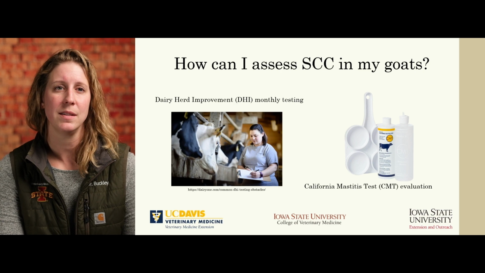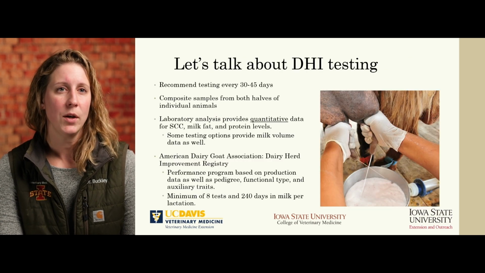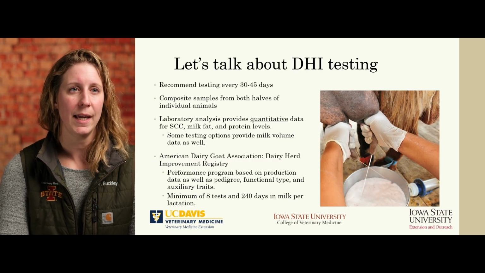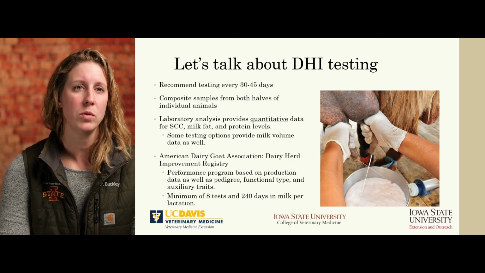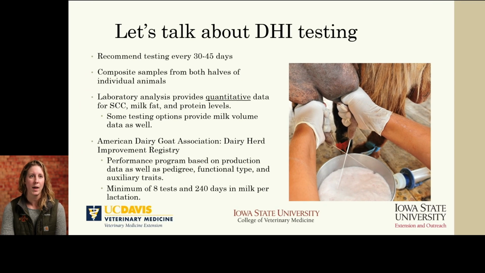Let's first discuss DHI testing. Dairy herd improvement testing, or DHI, is composed of composite samples from both halves of individual animals' udders. It's recommended that testing be performed every 30 to 45 days throughout lactation. Testing is composed of a laboratory analysis to provide quantitative data for somatic cell count, milk fat, and protein levels. There are also some testing options to provide milk volume data and other parameters as well.